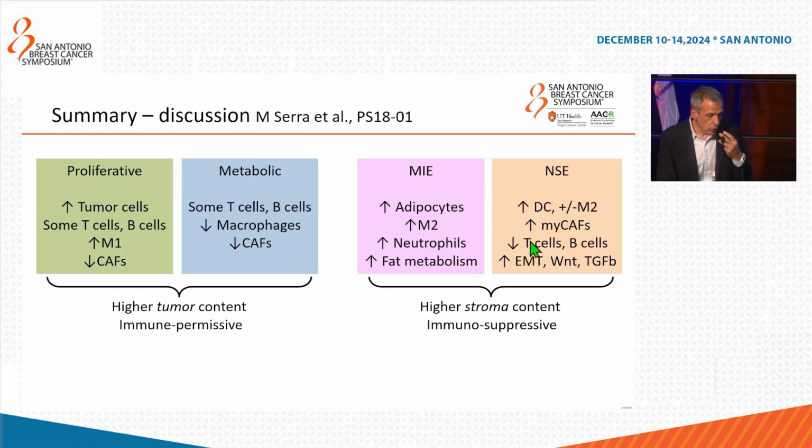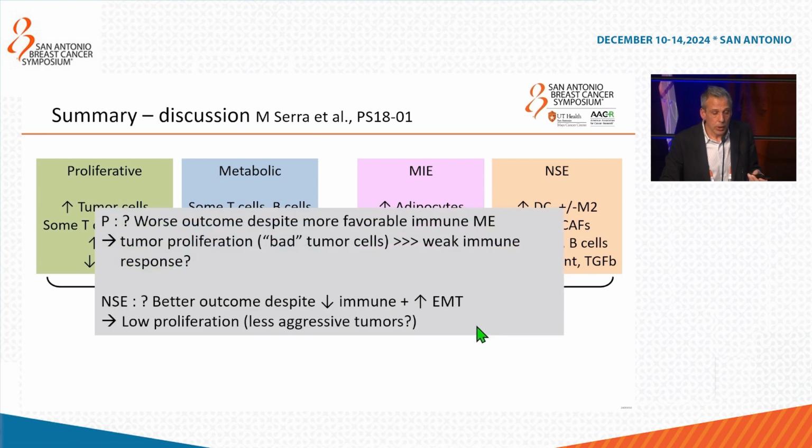All right, so to summarize, we have these 4 different subtypes within the lobulars. Two of those show high tumor content and a more immune permissive environment. The other 2 have more stroma and a more immune suppressive microenvironment. But there are still some questions we have to address. For instance, why do patients with the proliferative subtype, where we see some adaptive immune response, do badly? I think it's because intrinsic characteristics are important.